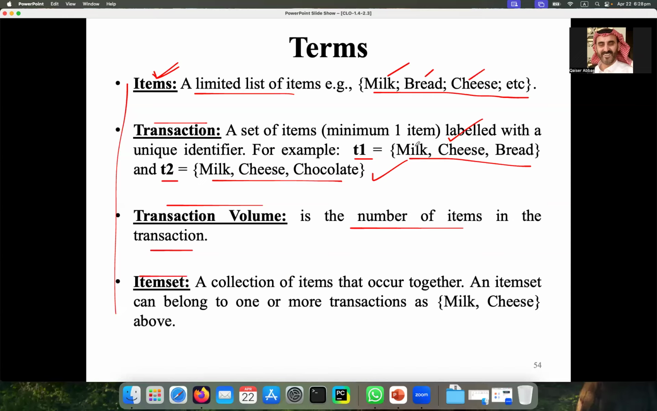I can also call it an item set. If T1 is not mentioned, this is a kind of item set: a set of products, a set of items. So a collection of items that occur together is called an item set. For example, milk and cheese belong here to T1 and also belong here to T2. This is the general discussion.